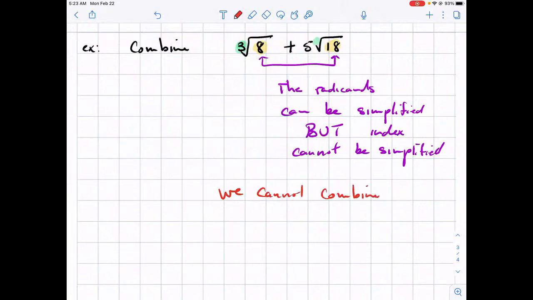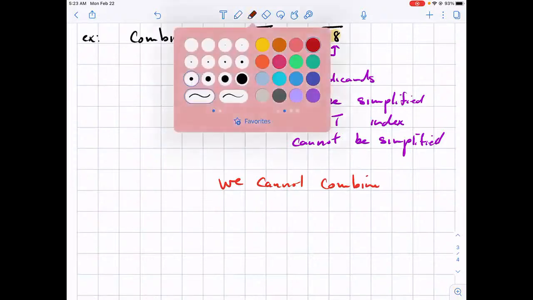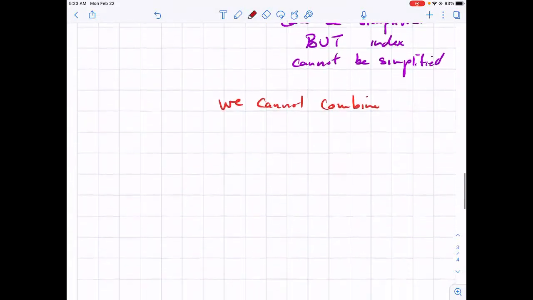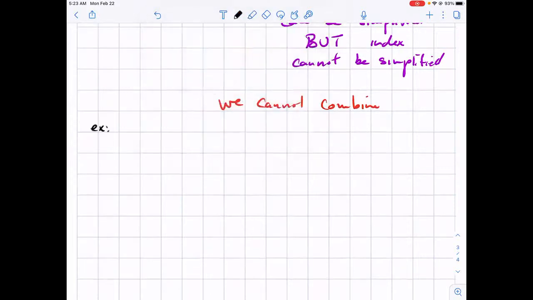Okay? We cannot combine. Now, here is what I'm saying, that the index is very important. Notice here that your index are different. If the index are different, you cannot really play with the index to make it the same. The radicand, you can. So let's see what I mean by that. So I'm going to change that example up a little. Example.